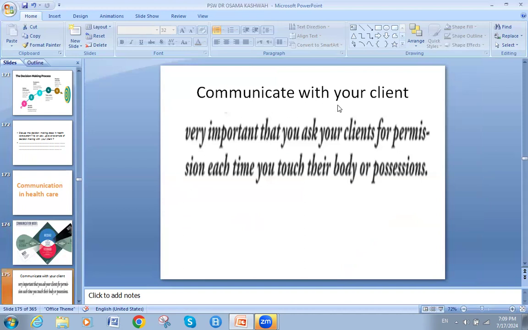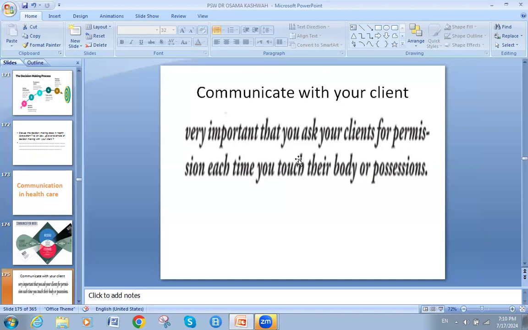So the communication with your client is very important. As a PSW, you know how to communicate, meaning how to reach the client with what you want to deliver to him, from information or data. And you want to make sure that the client understands what you told him in the same way, with the same efficiency that you intended to send it to that client.